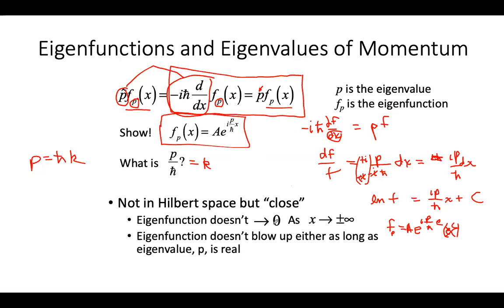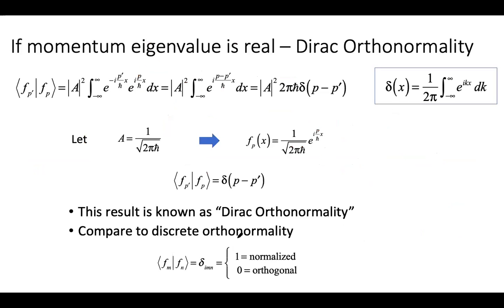It doesn't go to 0 as x goes to infinity, but it doesn't blow up either as long as the eigenvalue is real. And so that's kind of the good news. We sort of say it's quasi-normalizable, or it's close to being in Hilbert space, because we need it sometimes. It was a handy thing when we scattered off, say, a finite square well. Yeah, we had discrete states inside the well, but outside the well, we had these scattering states, and they were important for us.